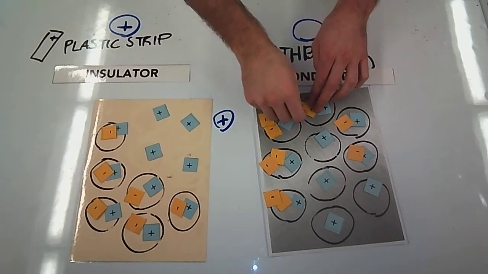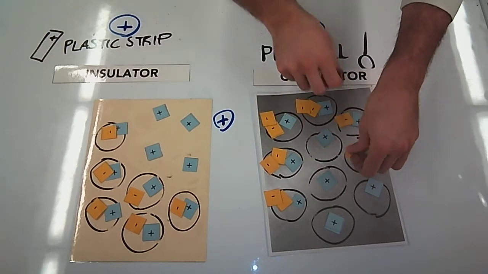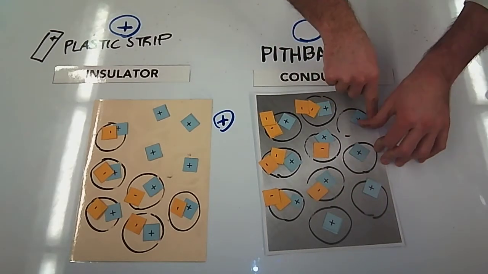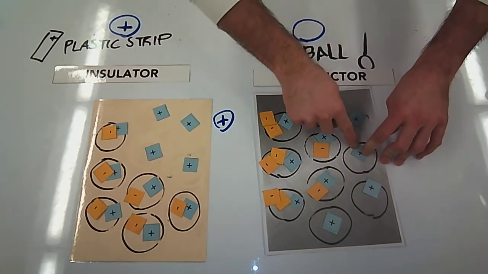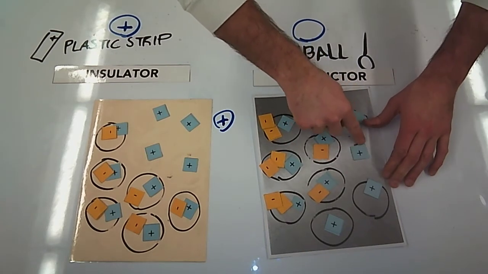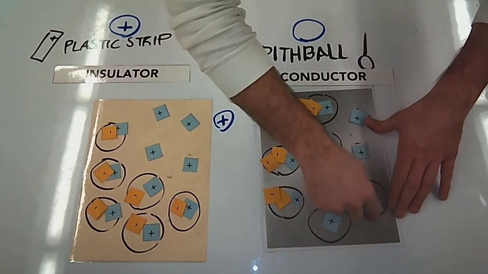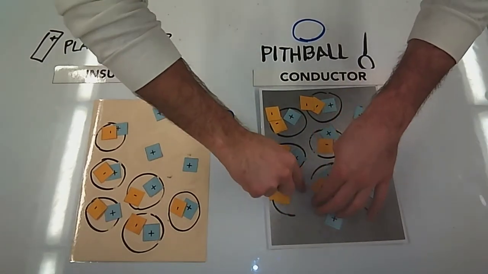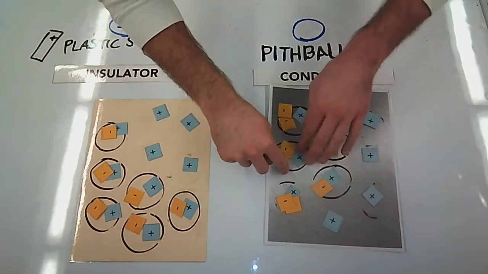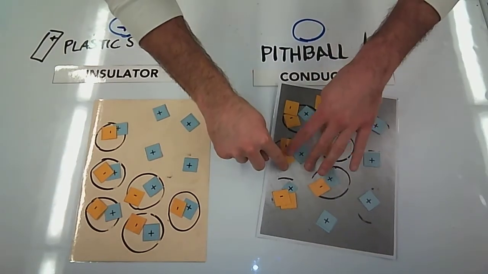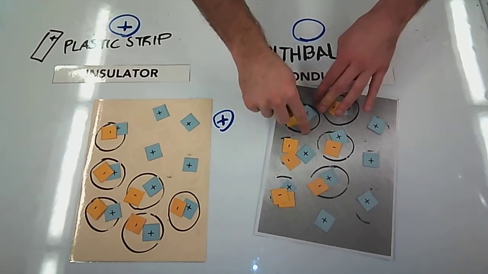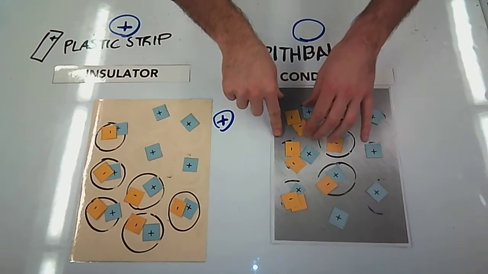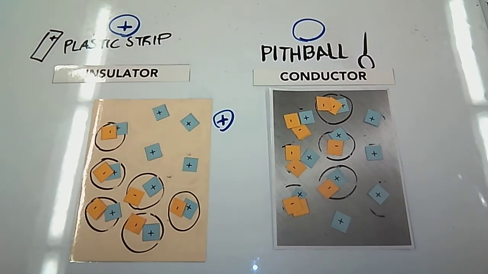Remember, electrons over here might also want to move, so maybe they fill in these spaces right here. Now that these extra electrons have left the atoms on this side, I'm going to uncircle these atoms and make them not neutral. We still have some neutral atoms in the middle of my conductive pithball right here. So that's how electrons are going to move.